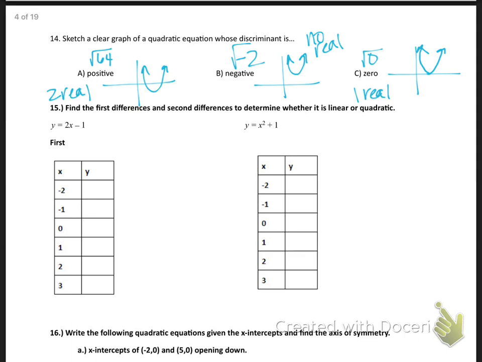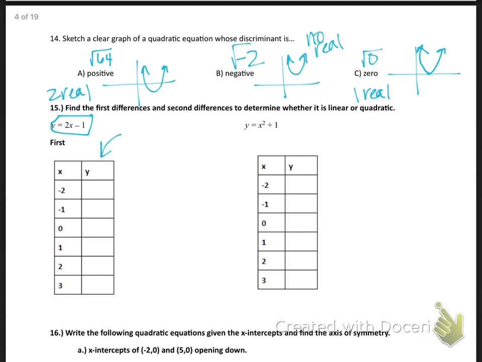Okay, then we talked about the first and second differences to determine whether it was linear or quadratic. Remember, if the first difference is all the same, it's linear, and that's going to actually represent your slope. And then if the second differences are all the same, then it's going to be quadratic. Okay, so first off, you need to type this in your y equals, and you need to look at your table to get your y values.